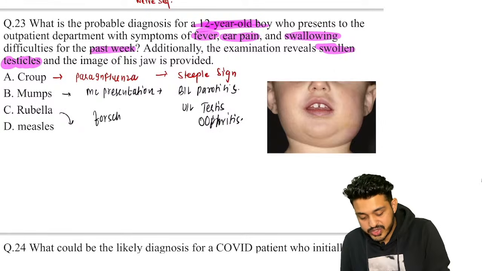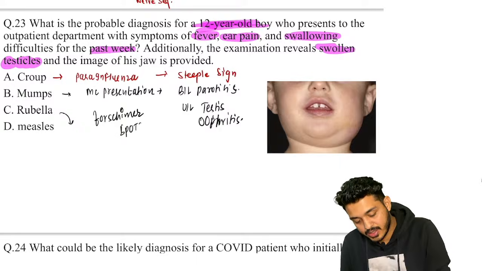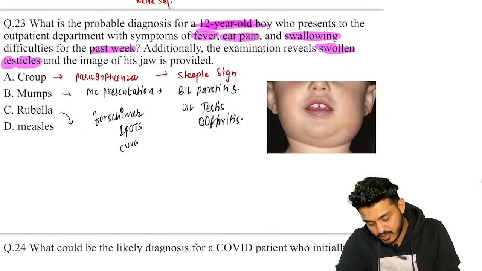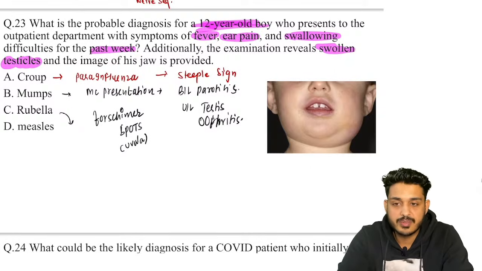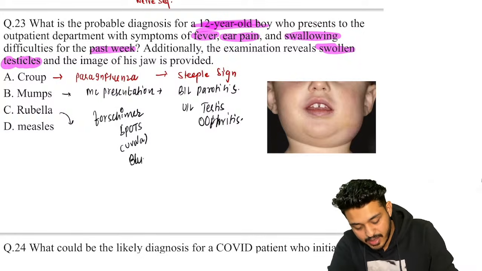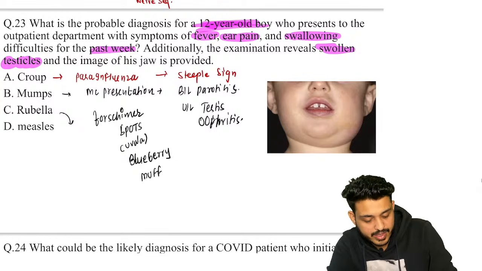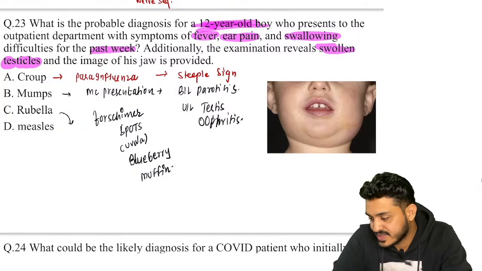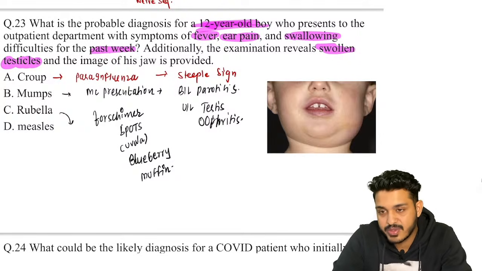You can have Forchheimer spots in the rubella question. Forchheimer spots, right? Around the uvula you will be having Forchheimer spots, and on the body of the baby you can have what kind of rash? This is known as blueberry muffin rash, right? That is going to be for the rubella.